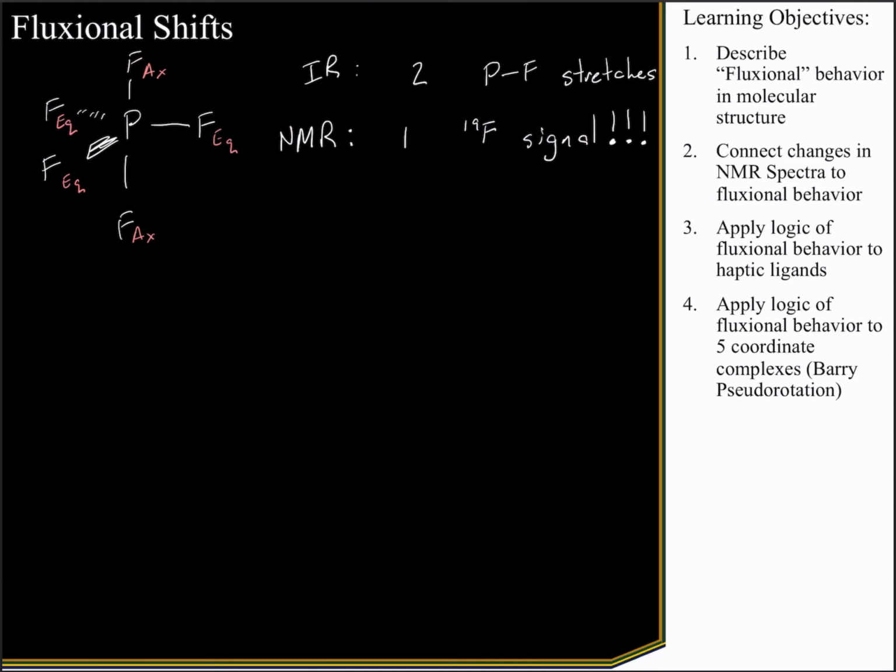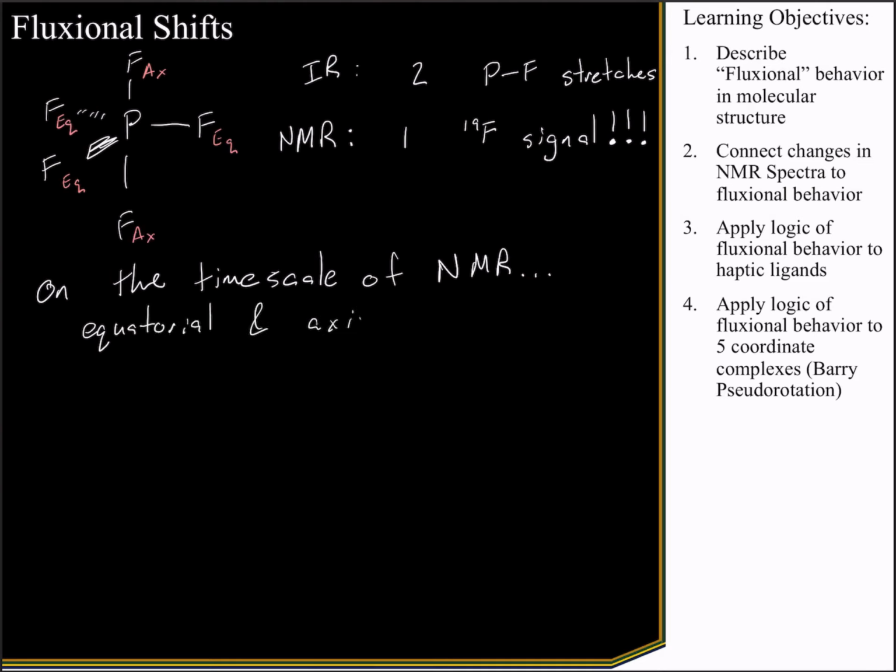And so that must mean that on the time scale of an NMR, the equatorial and axial positions can switch places, or exchange.